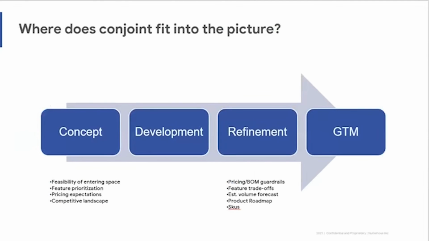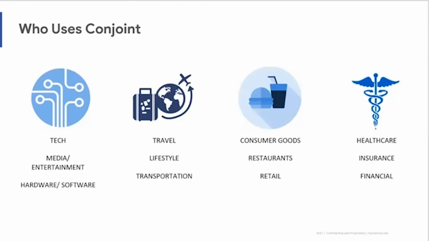Because of the value of this methodology, these companies are using conjoint across all phases of product development. However, we typically work in the concepting phase, where we're trying to flesh out ideas, as well as the refinement phase, right before we go to market, making sure our prices and our feature specs are on the mark. And there are tons of different verticals that actually use conjoint analysis.